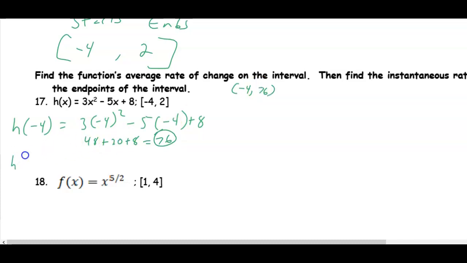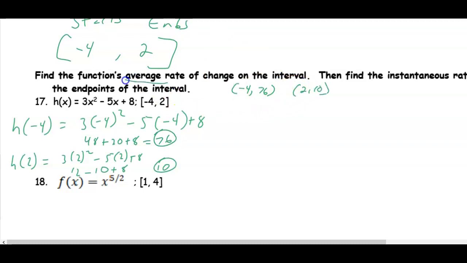For the other one, h of 2, we have 3 times 2 squared minus 5 times 2 plus 8, which gives me 4 times 3 is 12 minus 10 plus 8. So 2, 10, right? That gives us 10. So we have the point 2, negative 2. No, it's positive 2. So those are my 2 points.